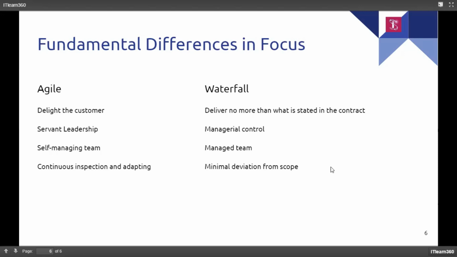All right, so I hope in this video you are clear with the ideas: what are the advantages and disadvantages of agile and waterfall, when to use which methodology, and also you got the fundamental differences in focus of agile and waterfall.